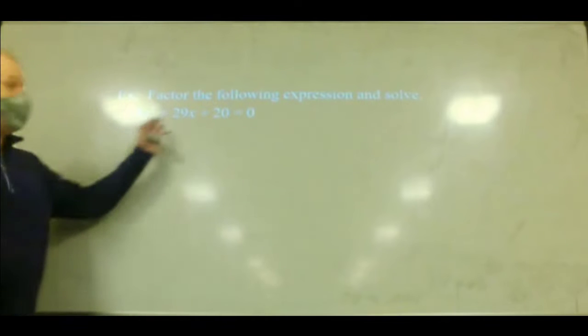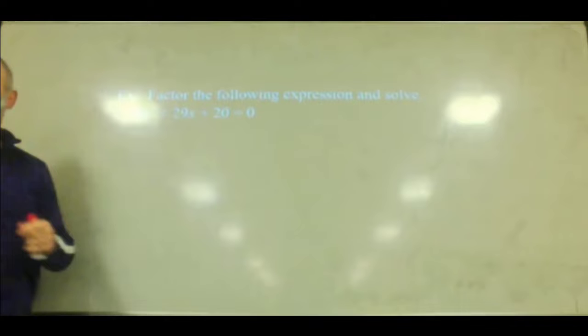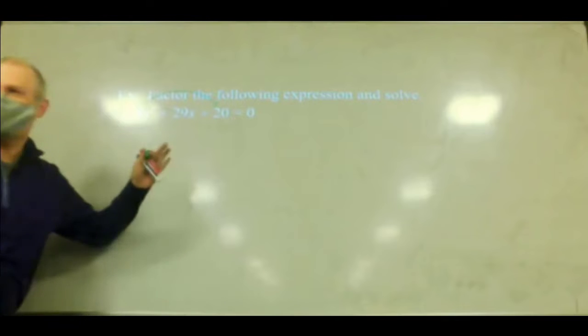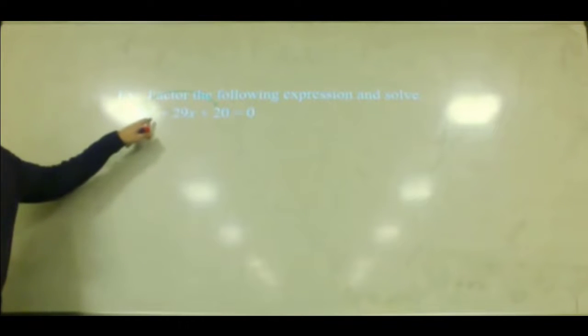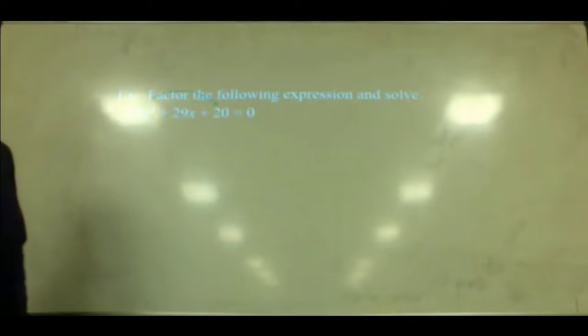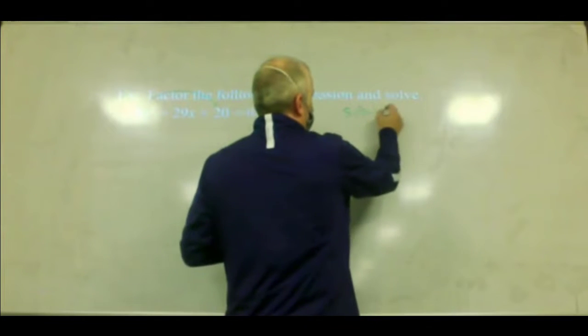Okay, so common factor? Nope, unfortunately this 29 messes us up, so we're going to multiply 5 times... 5x squared plus 29x plus 20 equals 0. Okay, so we're going to take the 5 times the 20, a times c. That gives us 100.